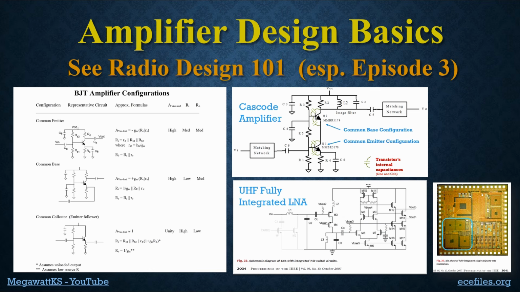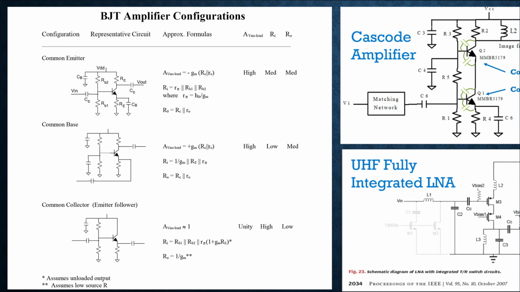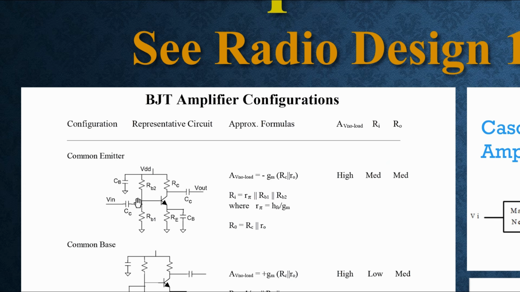So what's the difference between an amplifier, an RF amplifier design, and a low noise amplifier? Well, not very much, really. Let's take a look here. This is from Radio Design 101, so hopefully this is a review for a lot of you. There are 3 or 4 basic topologies that we deal with. There's the common emitter amplifier that most of us probably know, where the signal comes in on the base, the emitter is AC grounded with this bypass capacitor, and the output comes out here on the collector.